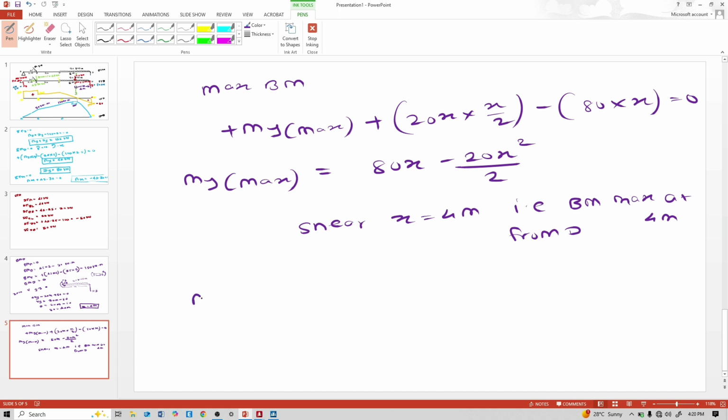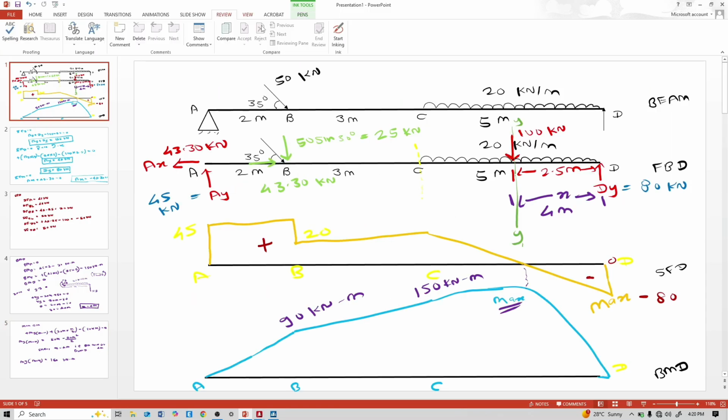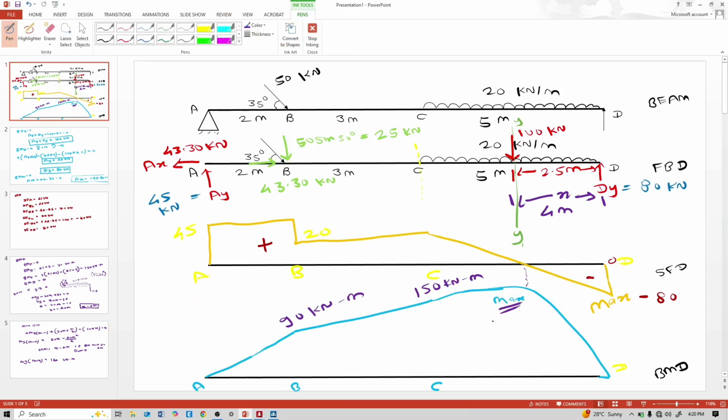So put 4 in this x value. 80 into 4 is 320. 20 into 4 square by 2, 160. 320 minus 160, it is 160 kilonewton meter. That means our judgment is correct. This is 160 kilonewton meter.